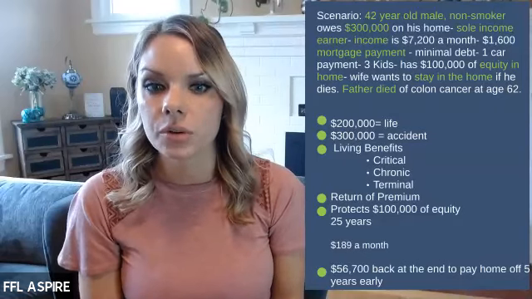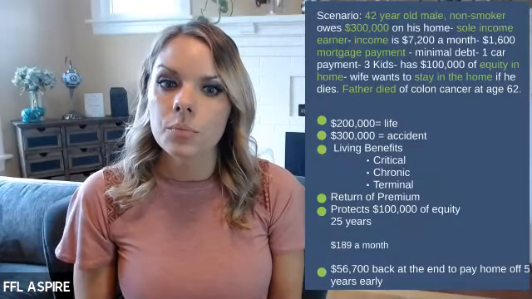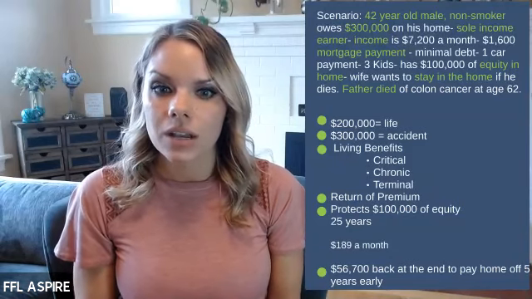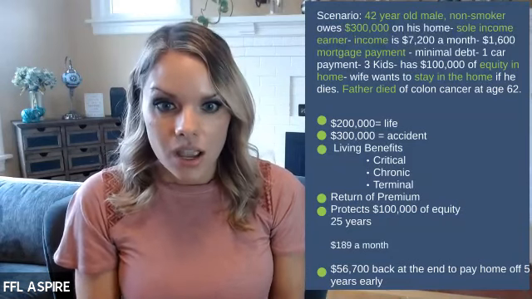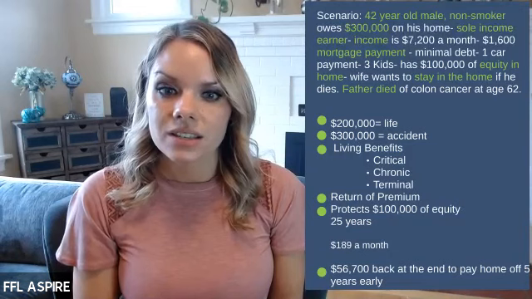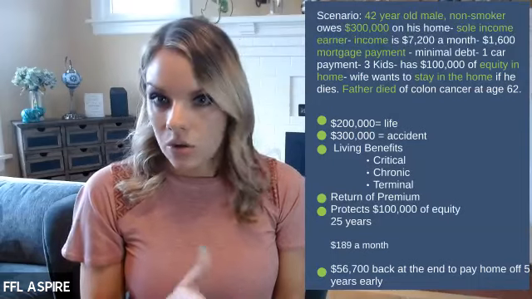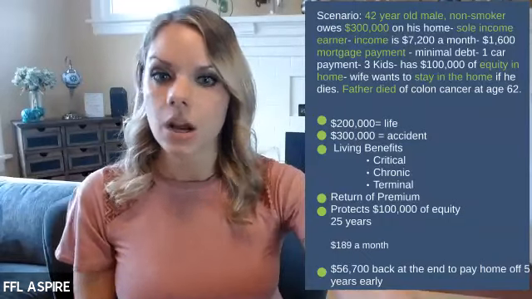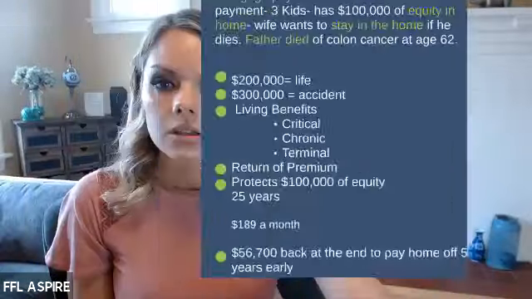We're going to do return of premium for him because he wants to pay off his home early. So we're going to put in place a 25-year because he has a 30-year mortgage. We're protecting the equity, and it's going to be $189 a month, which would fit in his budget. He's going to have $56,700 back at the end of it to help pay off his home 5 years early. That's going to help save on all the interest he would be paying in those 5 years. That's just a scenario for you guys, right? We can go over a lot of different scenarios. I kind of went through that.